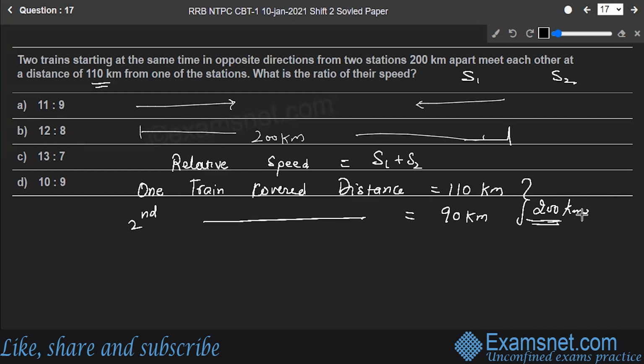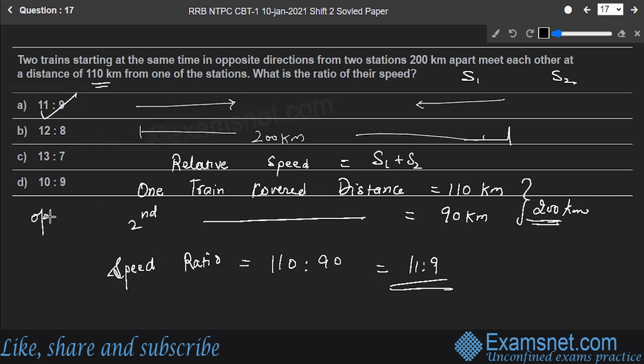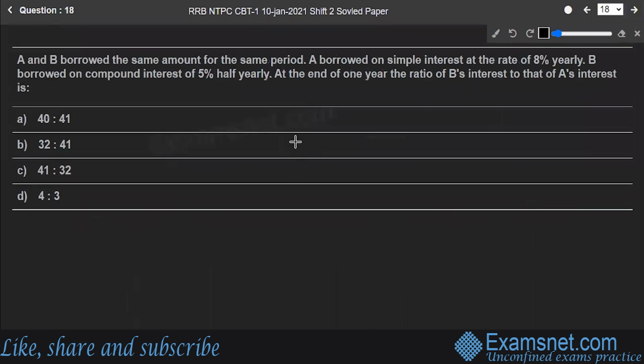Correct. So now the ratio of their speed will be nothing but, see, they are meeting at the same time. So that is equal to 110 is to 90, which is equal to 11 is to 9. So this is their speed ratio. 11 is to 9, option A. Hope you got that, because they are meeting each other at the same time. This is the distance traveled, this is the speed of the first train, and this is the speed of the second train, because the time will be cancelled in both the cases. Hope you got that. Next is question number 18.